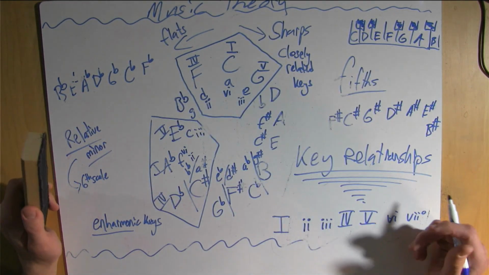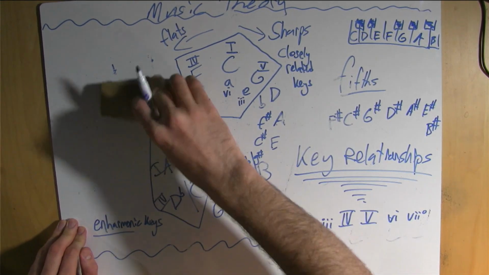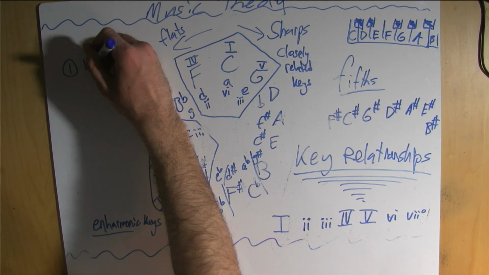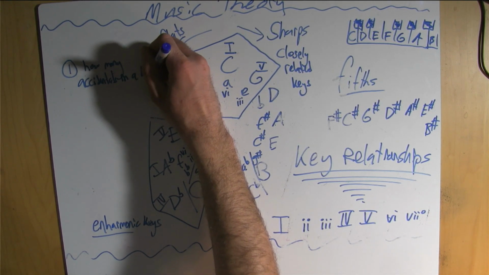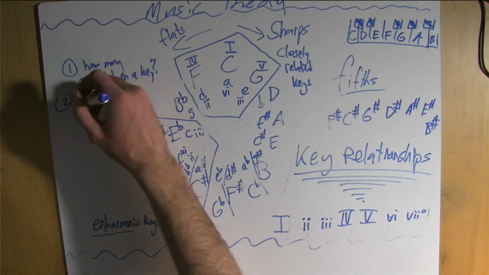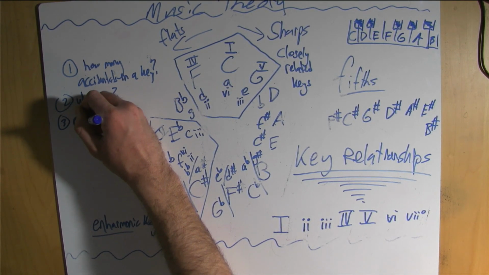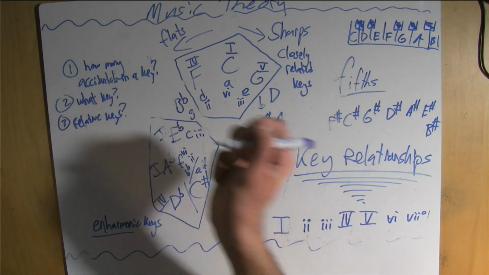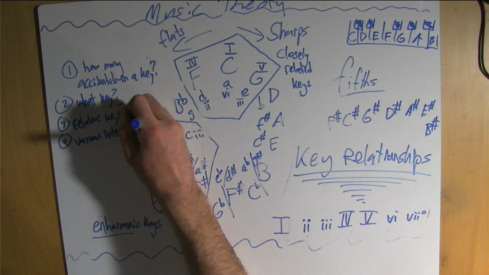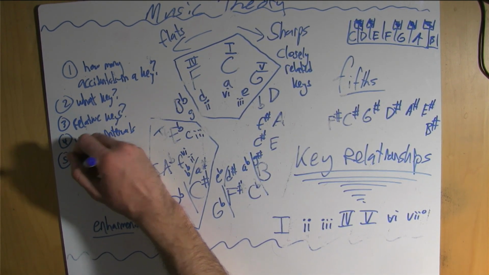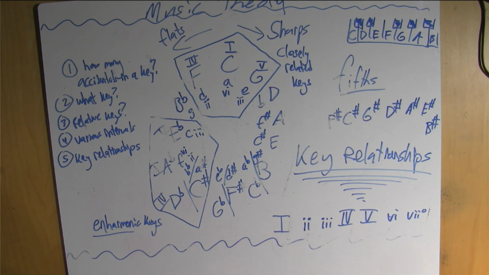So those are the things that you can use the circle of fifths for. Just to recap, the circle of fifths is good for how many accidentals are in a key, what key am I in, it can tell you the relative keys, it can tell you various intervals, and it can tell you key relationships, close and distant, for modulation purposes.